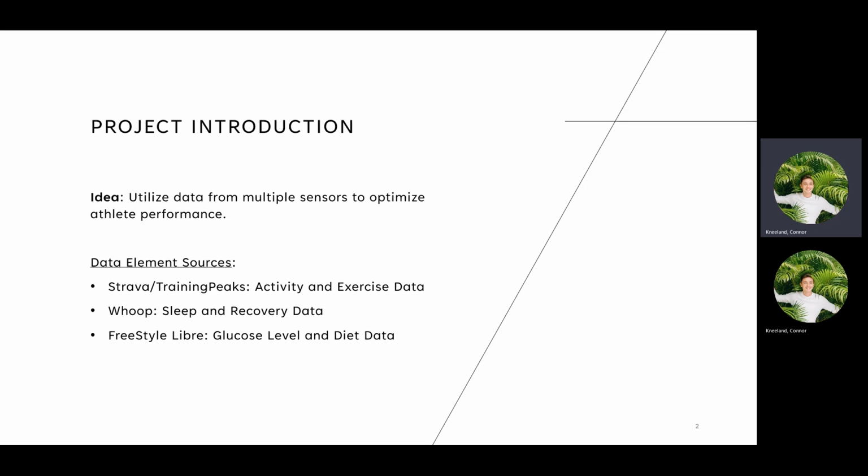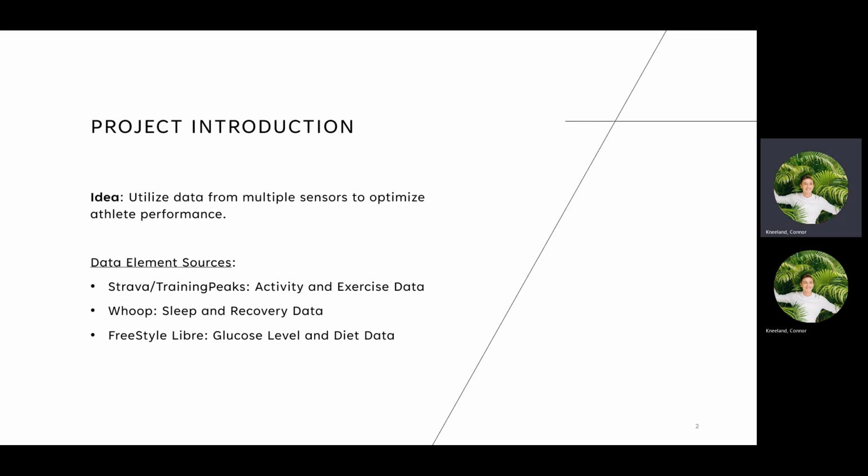So the idea here is to combine data from Strava or Training Peaks, which contains activity and exercise data, Whoop, which contains sleep and recovery data, and Freestyle Libre, which contains glucose level and diet data, and all of that together to better optimize athlete performance.